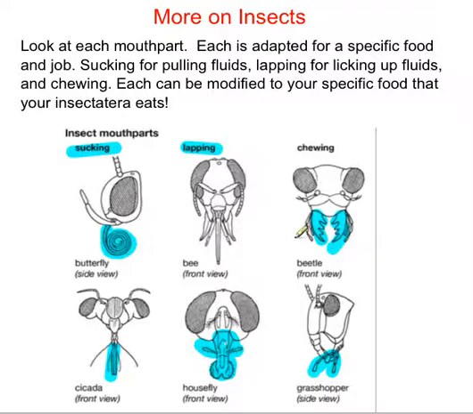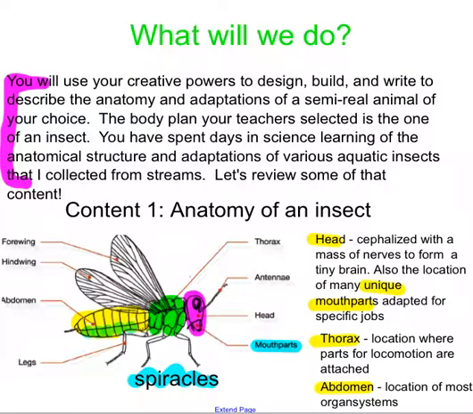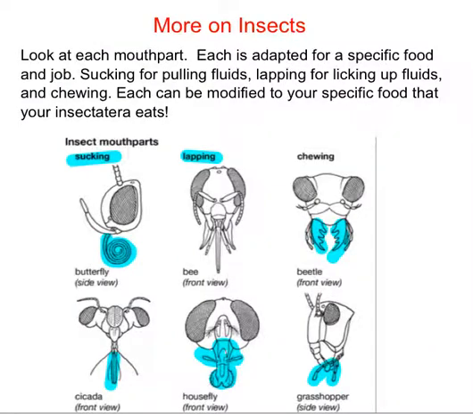So in review, let's go back here. The basic body plan of your Insectatera needs to have a head, a thorax, an abdomen, a pair of wings, and some type of mouth part. So that's the basic body plan. And I'm not going to speak too much more to that because you can read through those pages as you go through this tutorial.